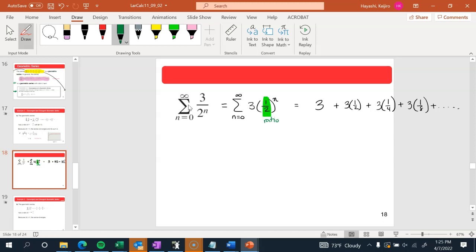Now this series is going to converge, because the ratio is in between -1 and 1. Like the absolute value of the ratio, the absolute value of 1/2, is less than 1. So that converges.